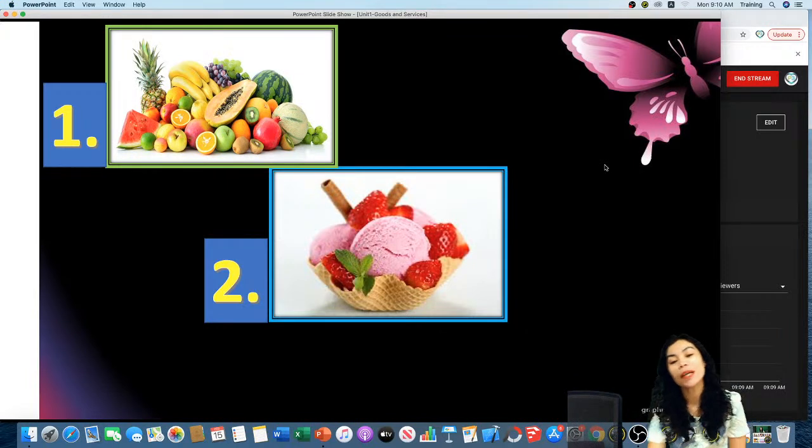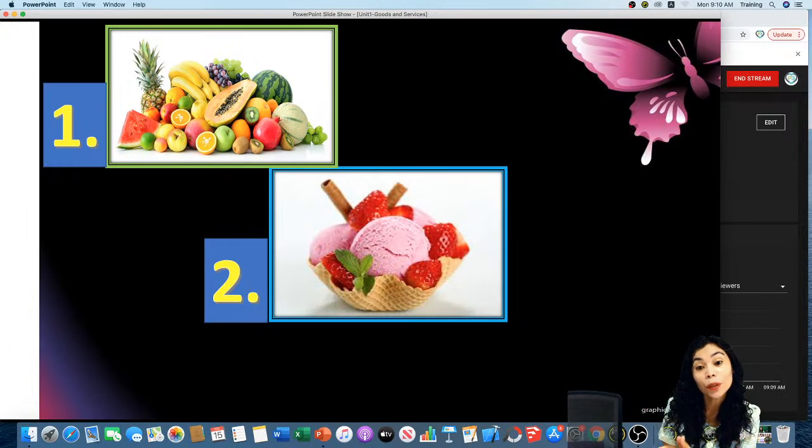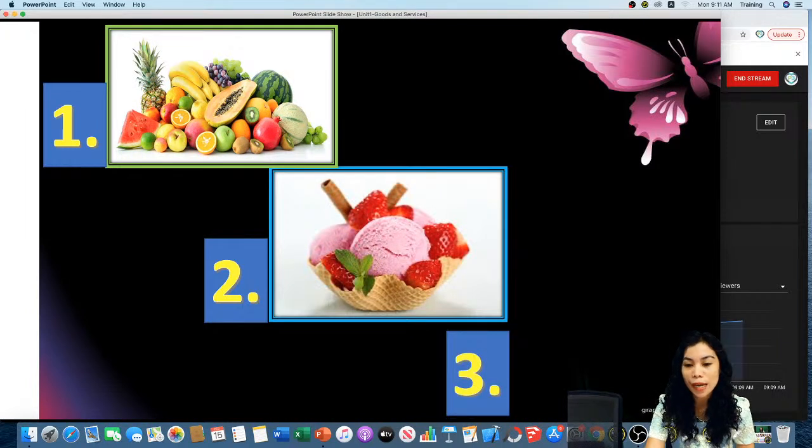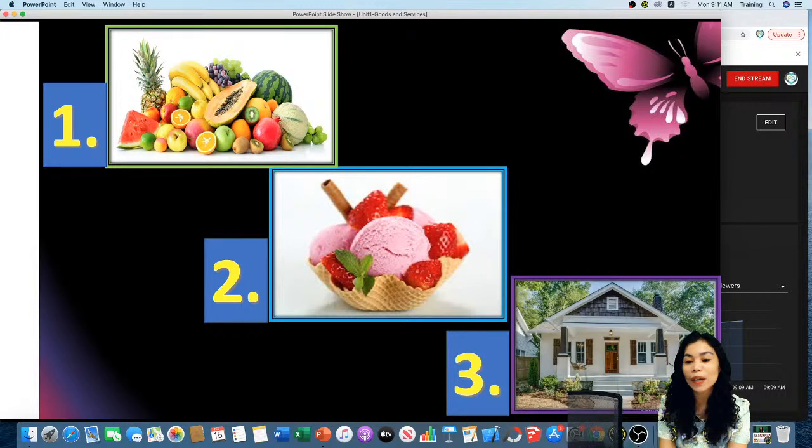Okay, so ice cream, student, is an example of a want. Why is it a want? Although we say that food is a need, ice cream is an example of food that belongs to wants because it contains sugars. It's too sweet, and we cannot eat that every day. So number two, ice cream is a want. Then number three is a house. Is it a need or a want?